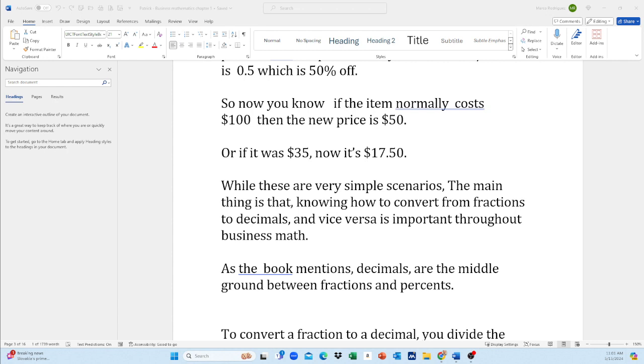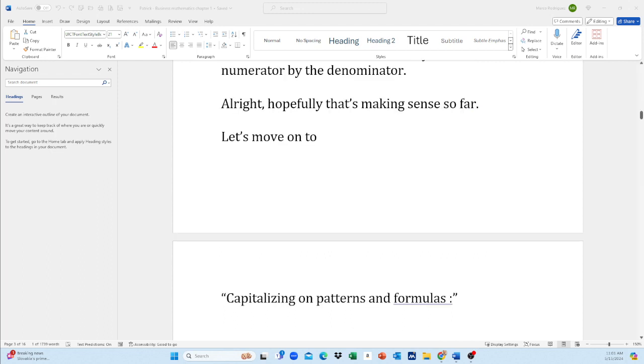As the book mentions, decimals are the middle ground between fractions and percents. To convert a fraction to a decimal, you divide the numerator by the denominator. Alright, hopefully that's making sense so far. Let's move on to capitalizing on patterns and formulas.